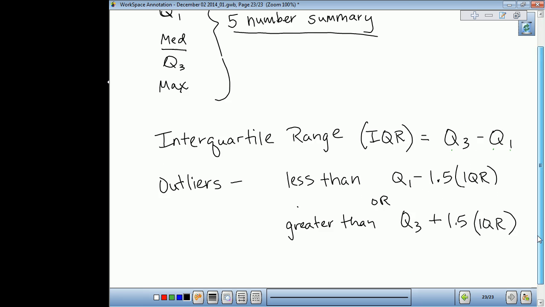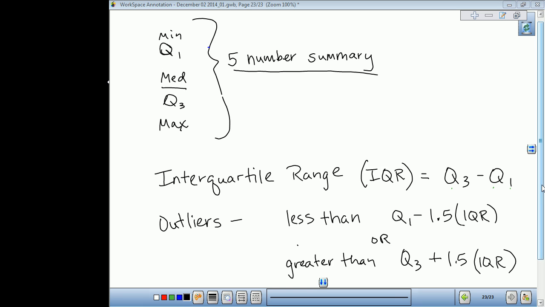I erased the data I need, so let me give it to you. If we had this set of data: 82, 24, 100, 96, 79, 93, 86, and 88. Please use your calculator and find this 5-number summary for me. Let's see if you can do it.